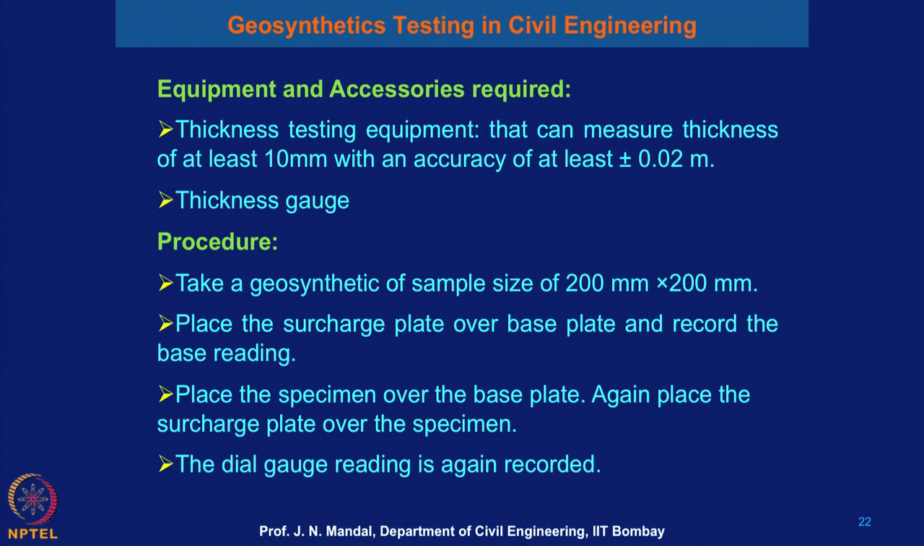What is the procedure? Take a geosynthetic sample of size 200 millimeter by 200 millimeter. Place the surcharge plate over the base plate and record the base reading. Place the specimen over the base plate and again place the surcharge plate over the specimen, and the dial gauge reading is recorded.